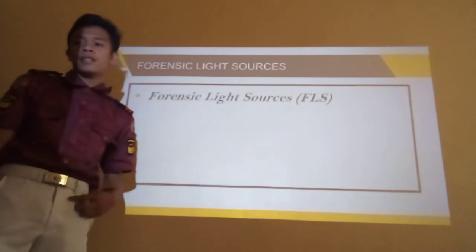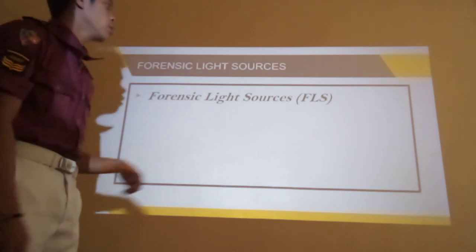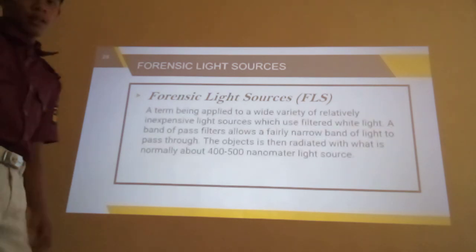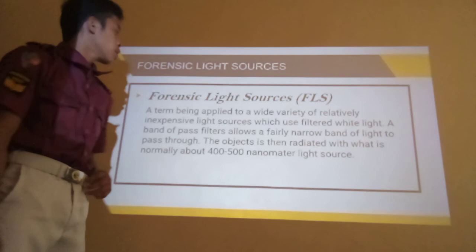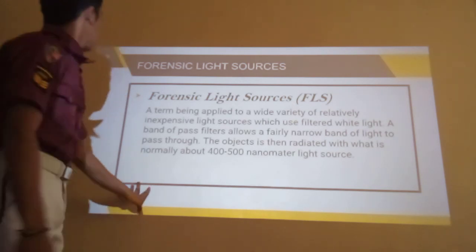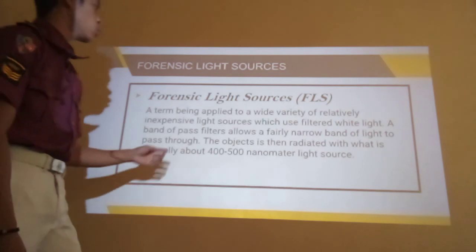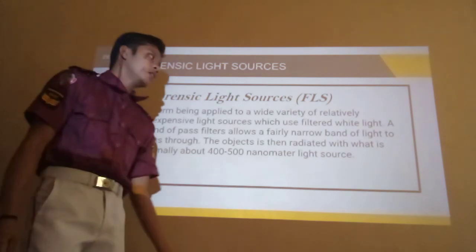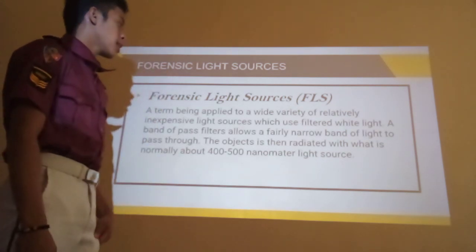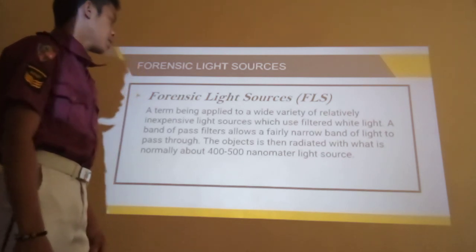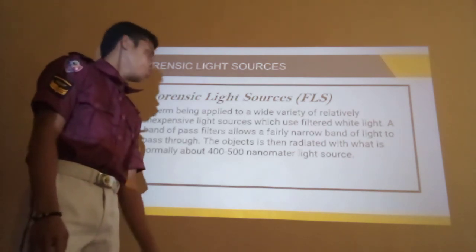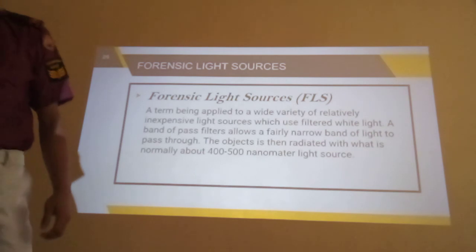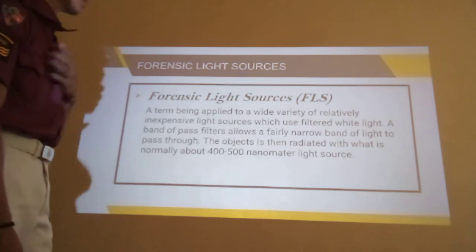So the next is the forensic light source, or as we call it, the FLS. So what is the forensic light source? Forensic light source is a term applied to a wide variety of relatively inexpensive light sources which use filtered white light. A band of pass filters allows a fairly narrow band of light to pass through. The object is then irradiated with what is normally about 400 to 500 nanometer light source. So those are the forensic light sources.